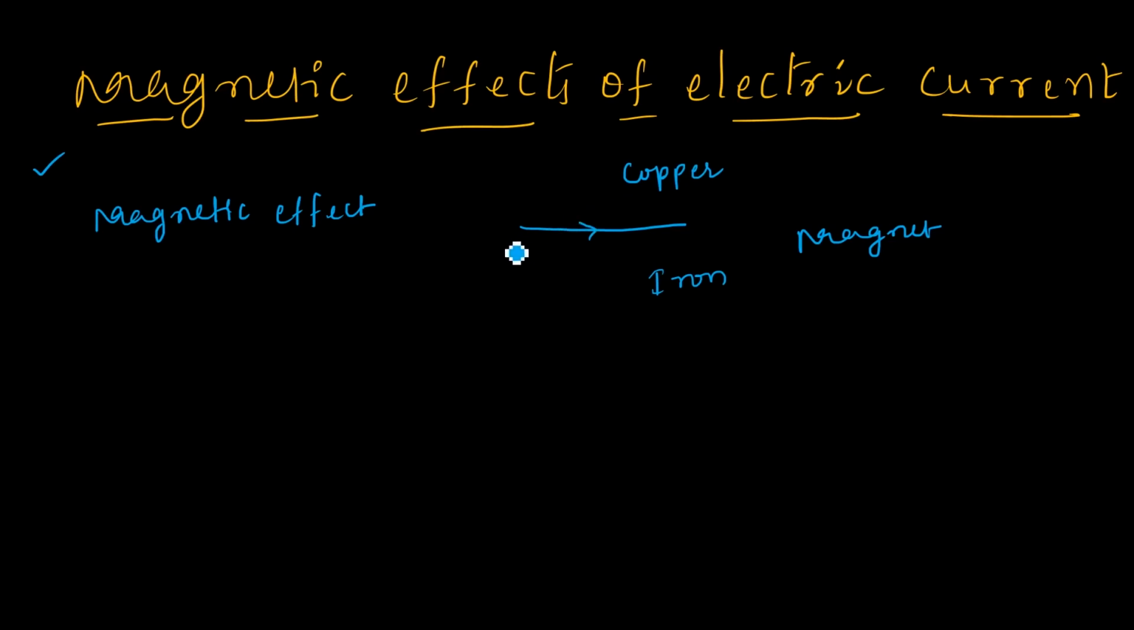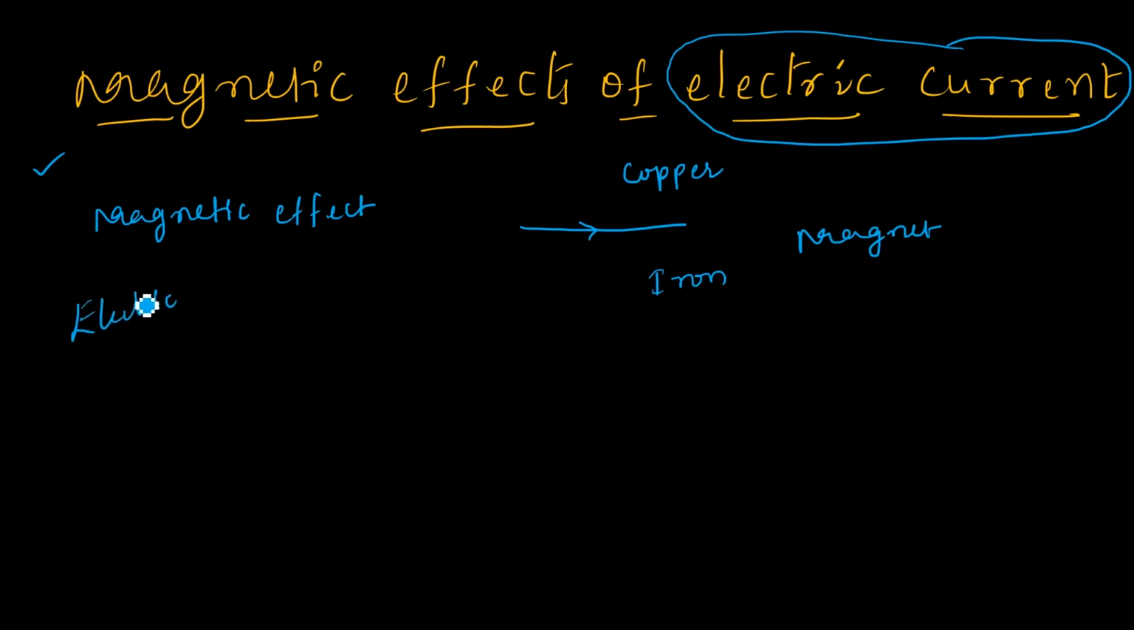So once again, when the current is passing through the wire, this wire behaves as a magnet. That is the meaning of magnetic effects of electric current. Understood? So what is electric current? You know already from the previous videos in current electricity, electric current is nothing but the flow of charge, the flow of electrons, I equals Q by T. So in this video, purely we will talk about magnetic effects of electric current.